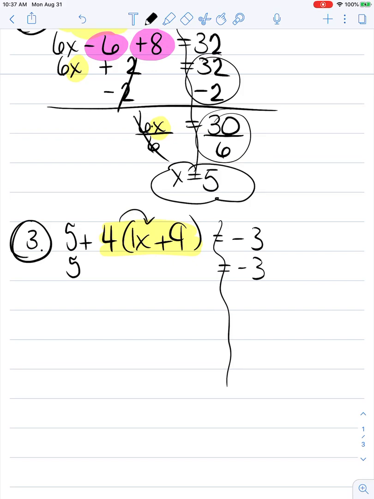4 times 1x is positive 4x. 4 times 9 is positive 36. I'm just using my integer rules to multiply. Same signs positive, different signs negative.